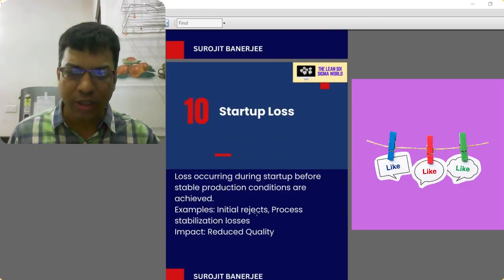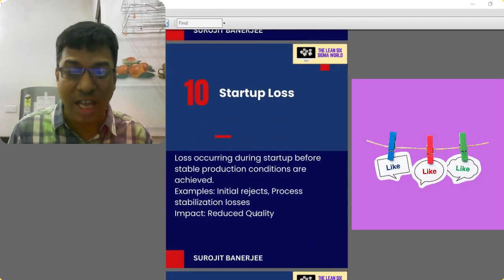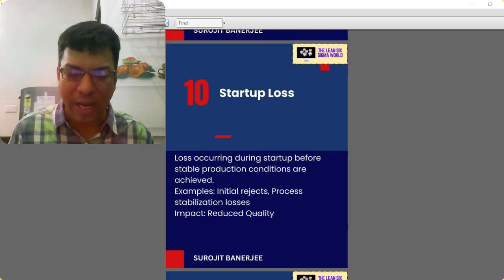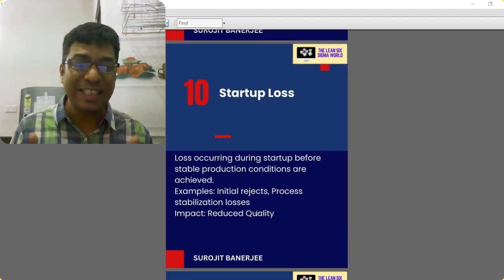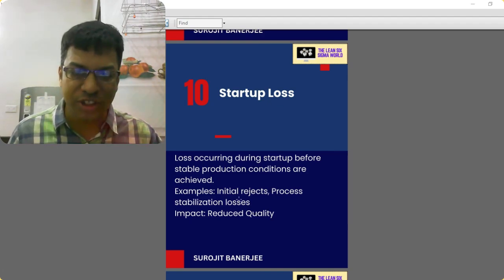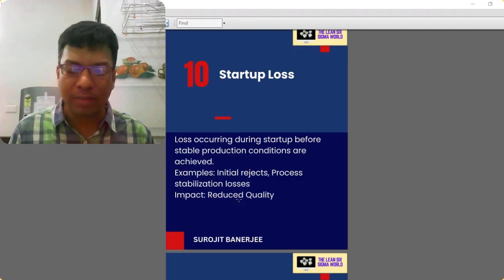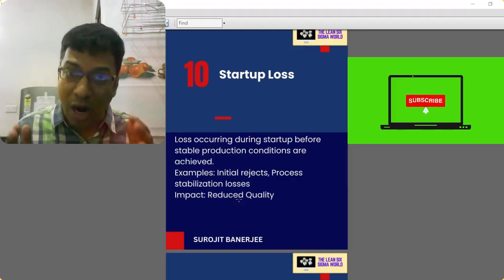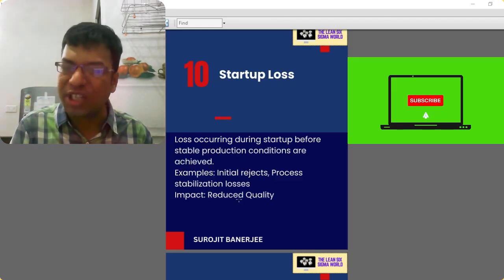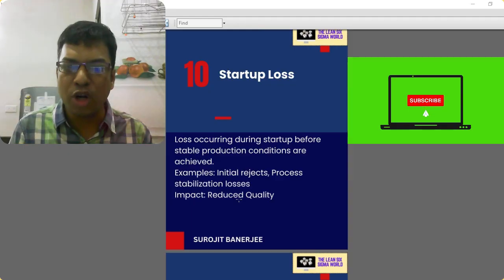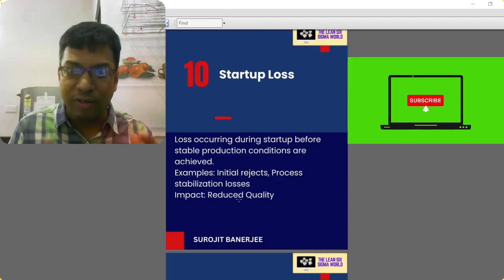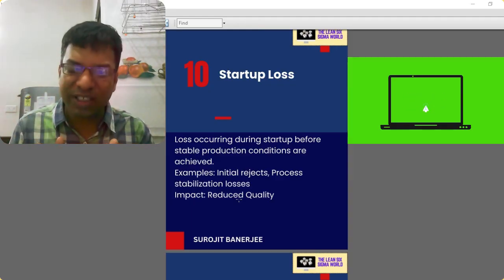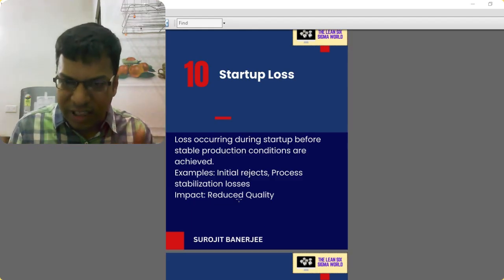Startup loss happens during the startup condition before stable production happens. Suppose you are doing CNC programming on the machines. During the starting phase, you will not be able to meet the customer demand. You will not be able to meet that much quantity. Quality will also deteriorate. Initially, there will be some rejections because you have just prepared the CNC programming for a new product and you are just developing it. During the developing stages, for a couple of days, this kind of problem happens.